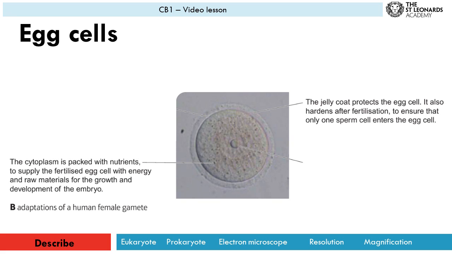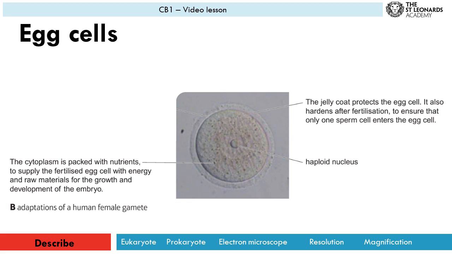The next feature of an egg cell is an enlarged cytoplasm. The cytoplasm is where energy in the form of nutrients are stored. This larger cytoplasm allows cell division to take place and the embryo to develop into a fetus.